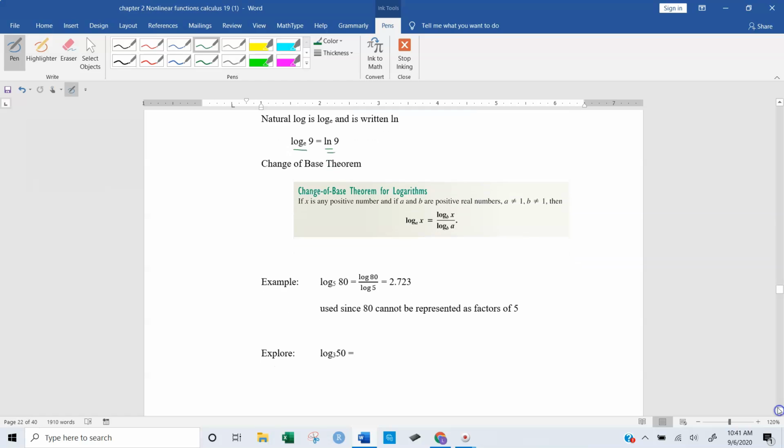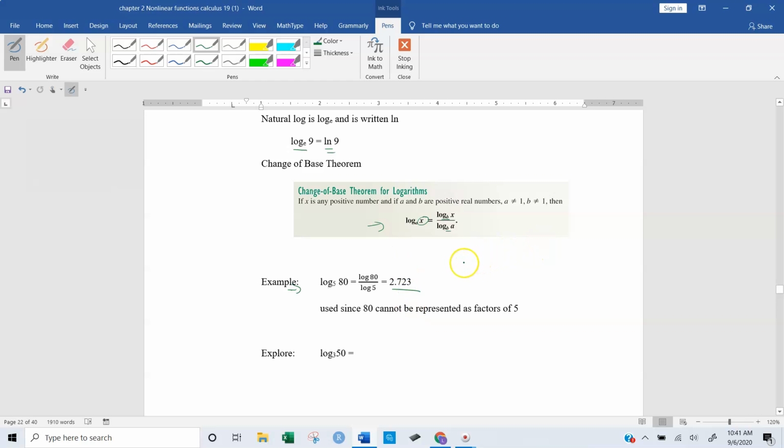The change of base theorem says I can take the log of any base of x divided by the log of any base of a, and this will give me my answer as long as these two bases are the same. That's a little confusing. So let's go down here. I want to calculate this. 80 is not a power of 5, so I can't reduce it easily. So what we do is log of 80 over log of 5. Since they're both base 10, it follows my change of base theorem. You just type that in your calculator and you get the answer.